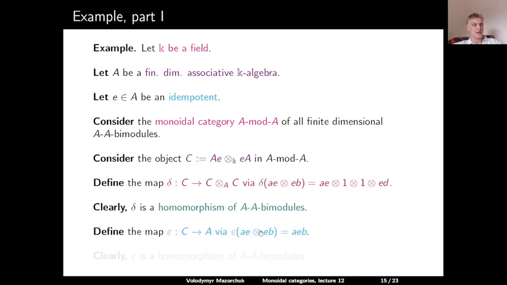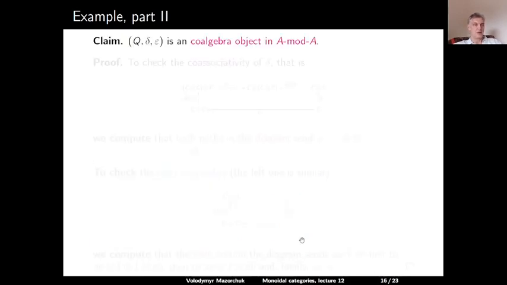So it sends AE tensor EB to AEB. Again, clearly, this is a homomorphism of A-A bimodules. And now the claim is that our bimodule C, together with this comultiplication delta and the counit epsilon, is a coalgebra object in A-mod-A. So we need to check the co-associativity and the two co-unitalities.